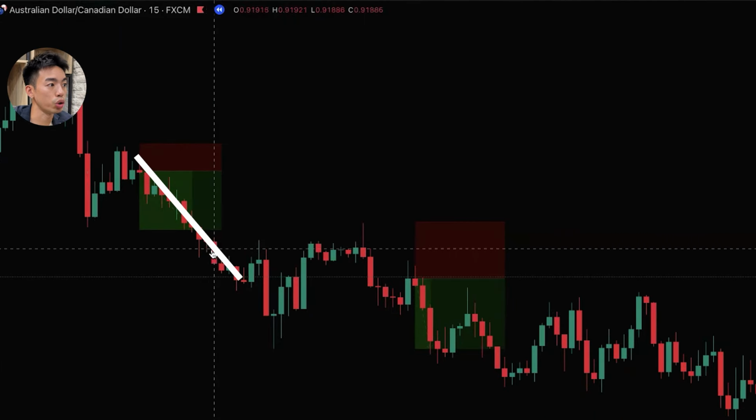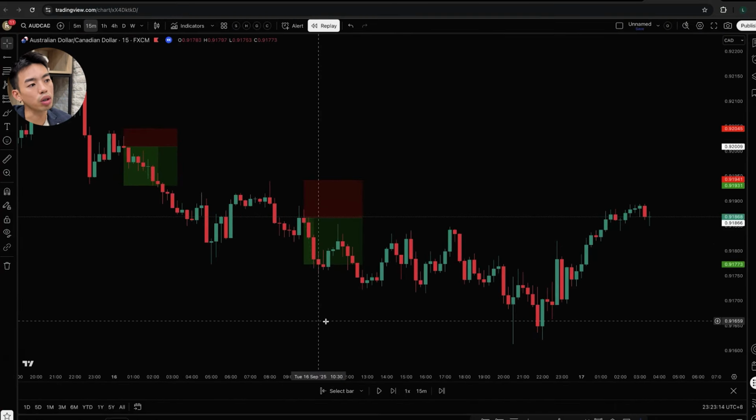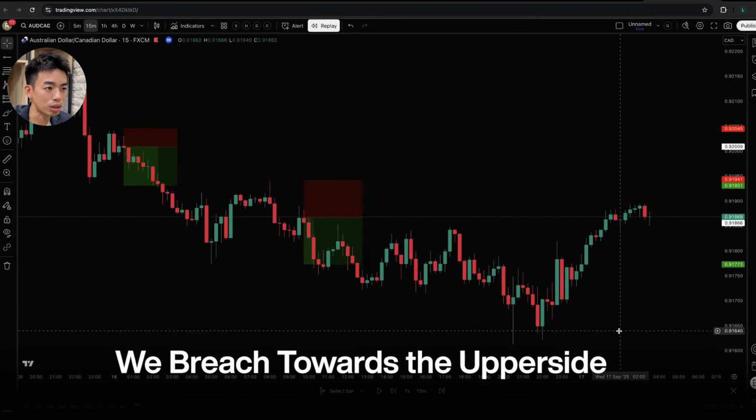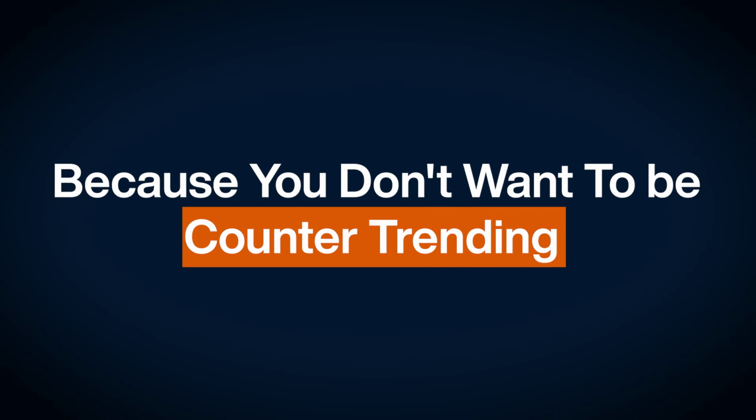The second breach here wasn't looking that strong, but it traveled a far distance. And then afterwards, we were going down in a downtrend. Now on Wednesday, we breached towards the upper side. I want you to really be careful with situations like this. The reason for that is because you don't want to be counter trending.